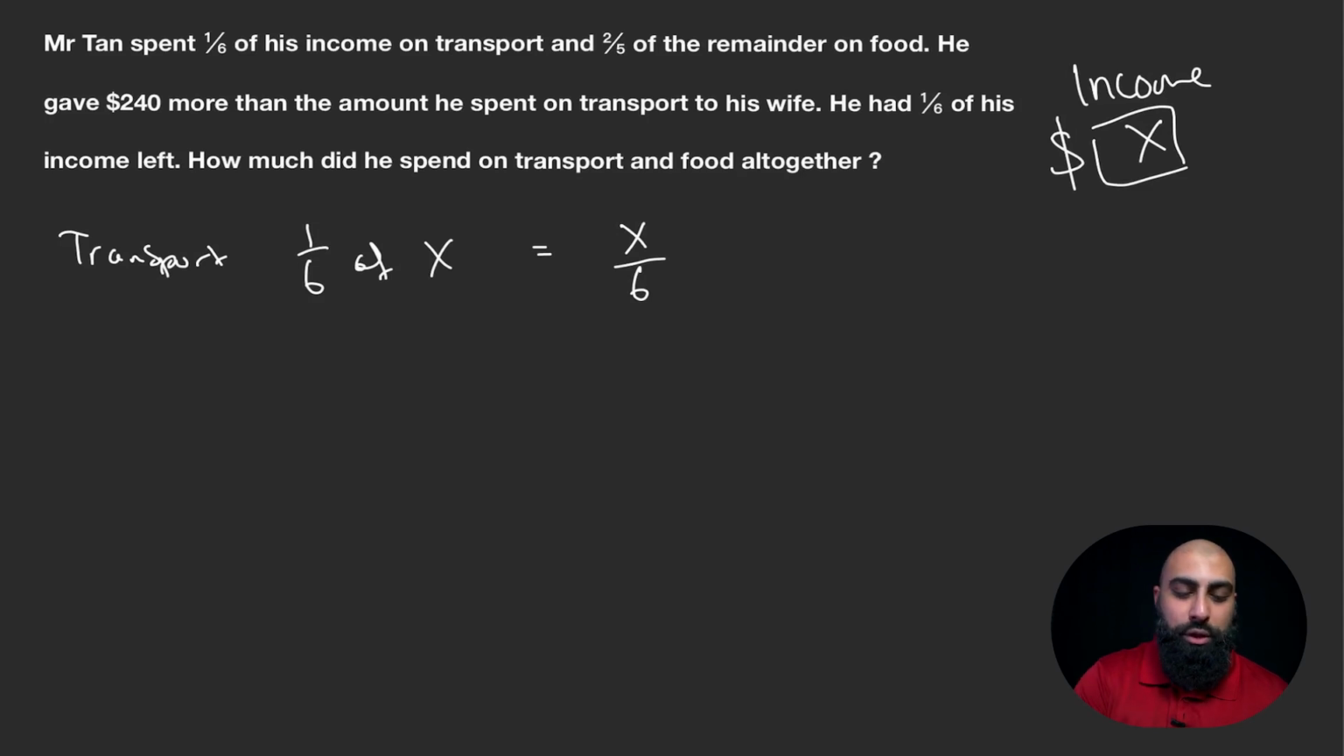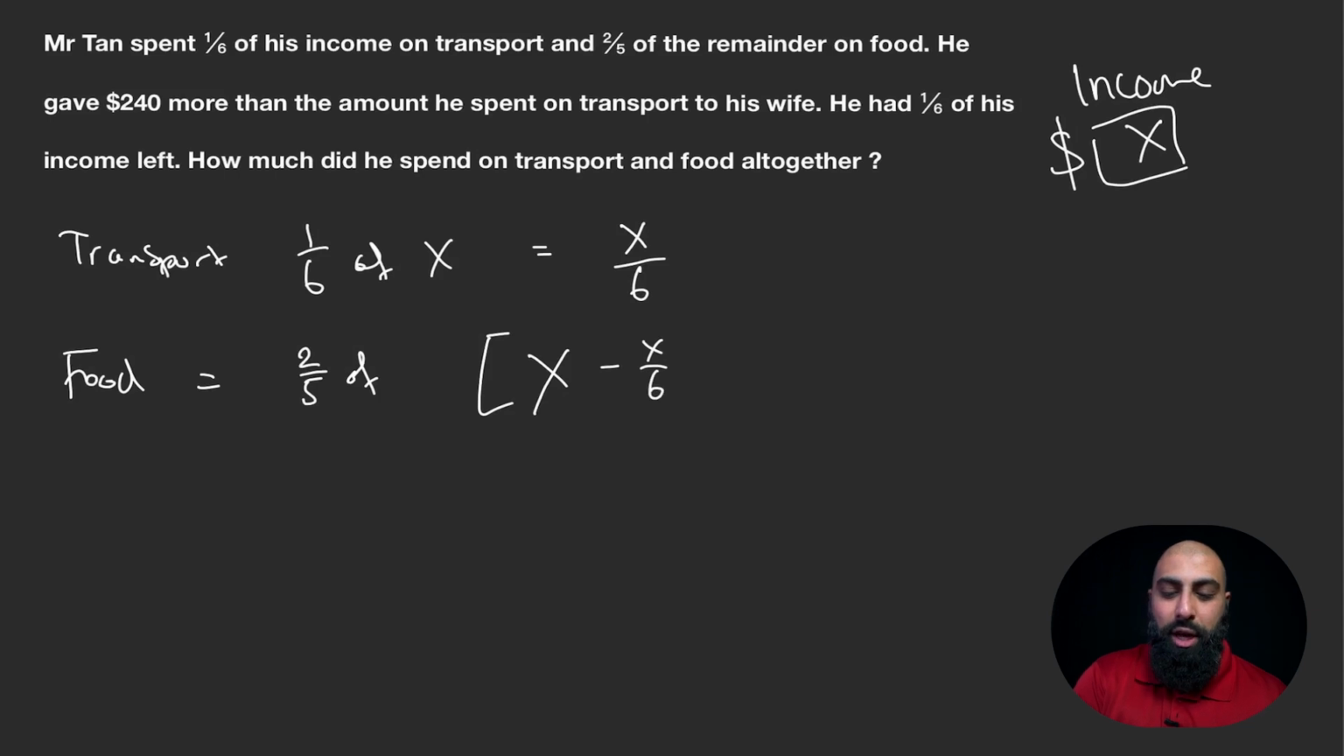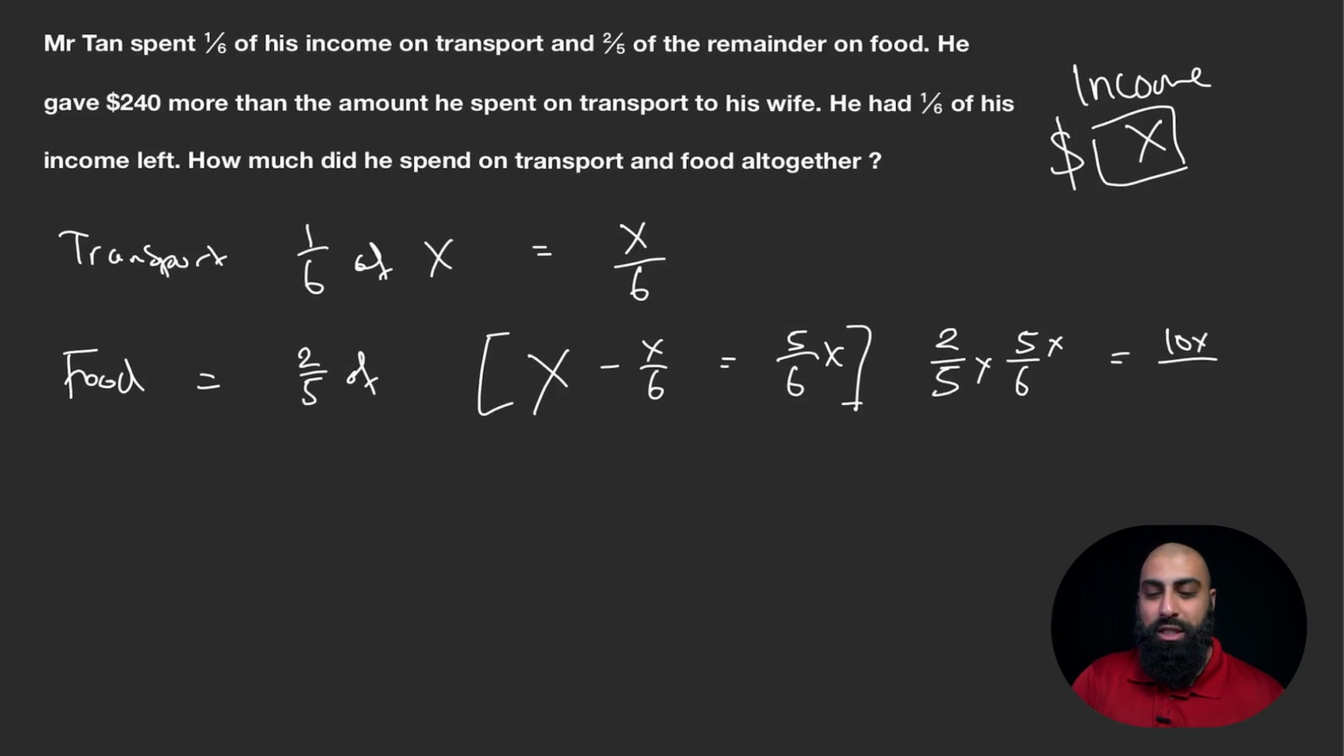Then it says food. He spent 2/5 of whatever the remainder amount was on food. So let's just find out how much remained. That was his total income. He spent 1/6 of it, which means he has 5/6 of his income left. So he spent 2/5 of 5/6 of his income. We do 2/5 times 5 over 6 of X, which gives us 2 times 5 is 10, 10X, and 5 times 6 is 30. So really, that's 1/3 or X over 3 for the amount that he spent on food.